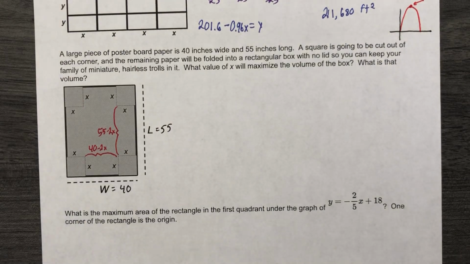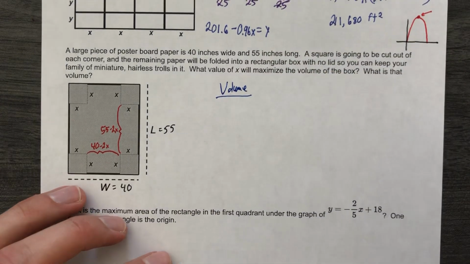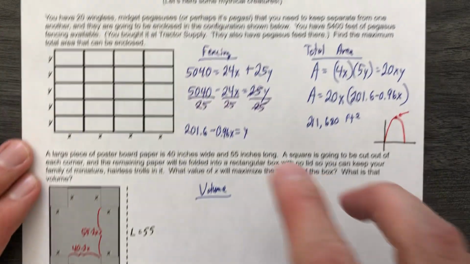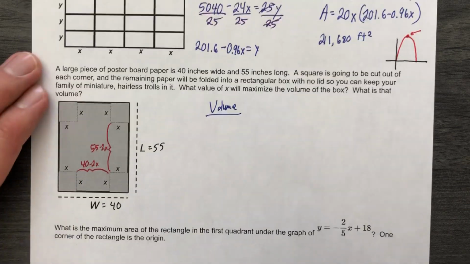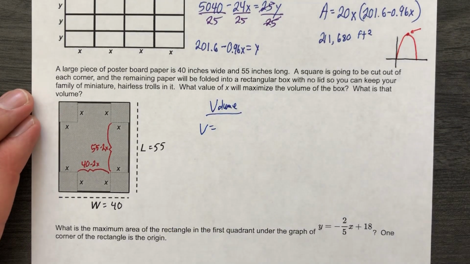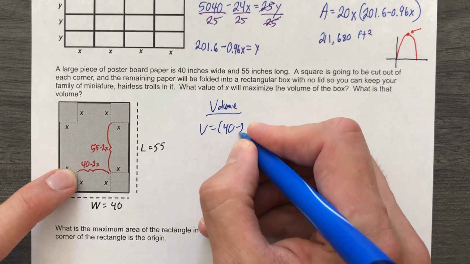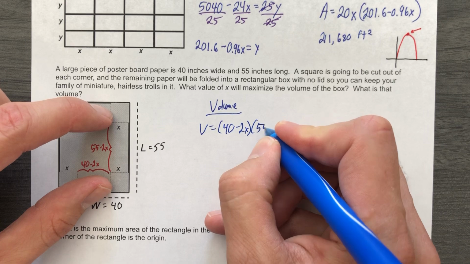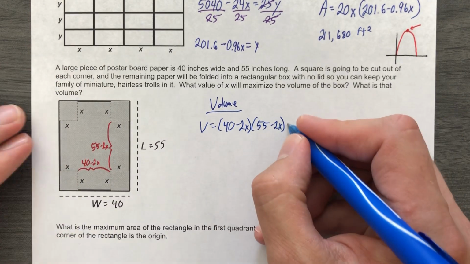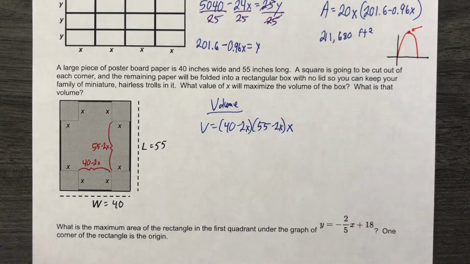So the volume of this box is the one thing they're asking me about. In the very first problem, they gave us something we knew and asked for something we didn't know. This time they really didn't tell us anything that we knew, but we did have enough information because we're just dealing with one variable. So the volume is length times width times height. The width of the box is 40 minus 2X, the length is 55 minus 2X, and the height is X. Feel free to distribute as much as you like, but they are asking for a maximum. So why don't we just graph it and find it, which is what I'm about to do.